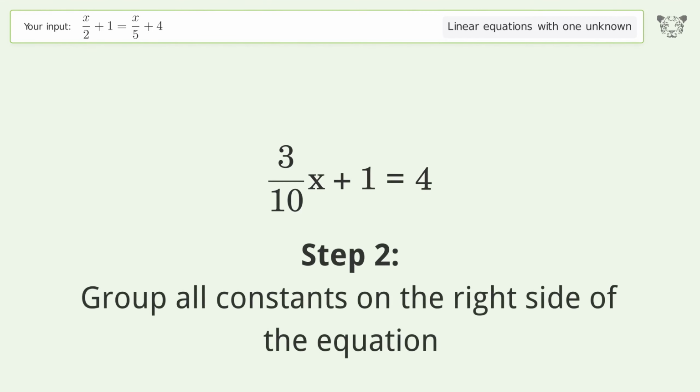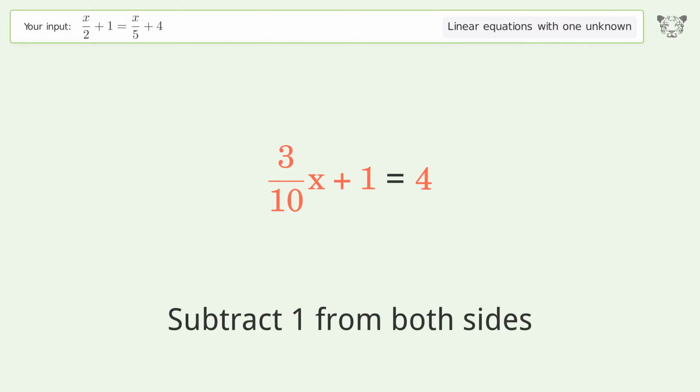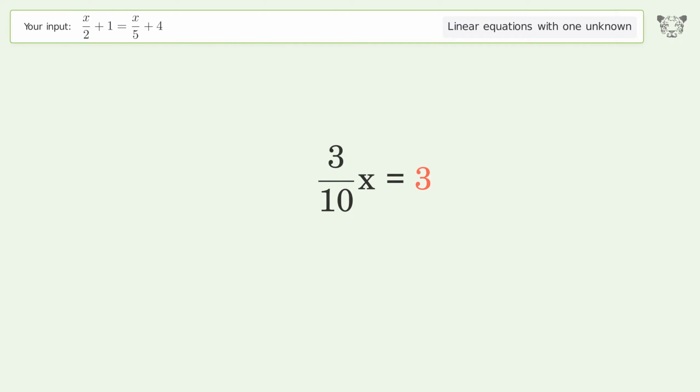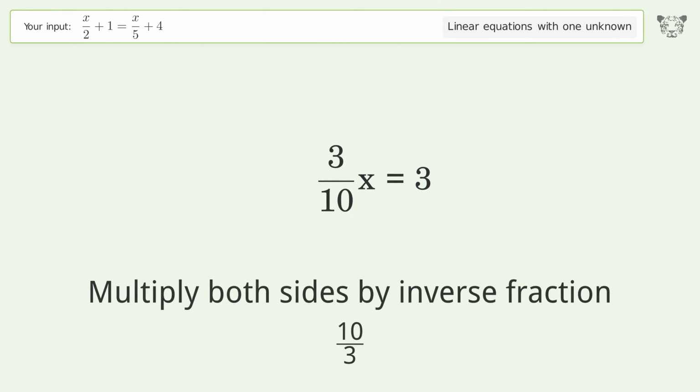Group all constants on the right side of the equation. Subtract 1 from both sides. Simplify the arithmetic. Isolate the x. Multiply both sides by inverse fraction 10 over 3.